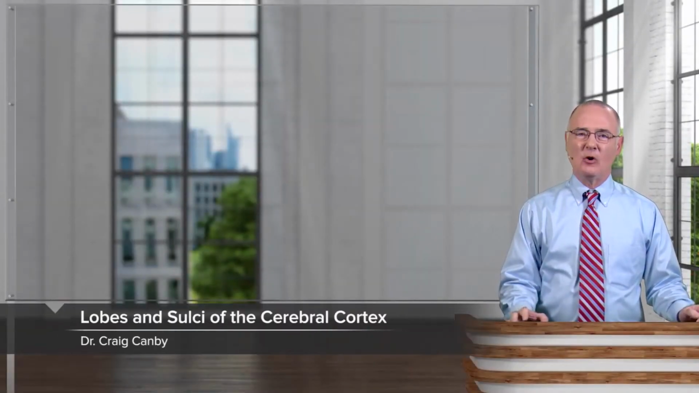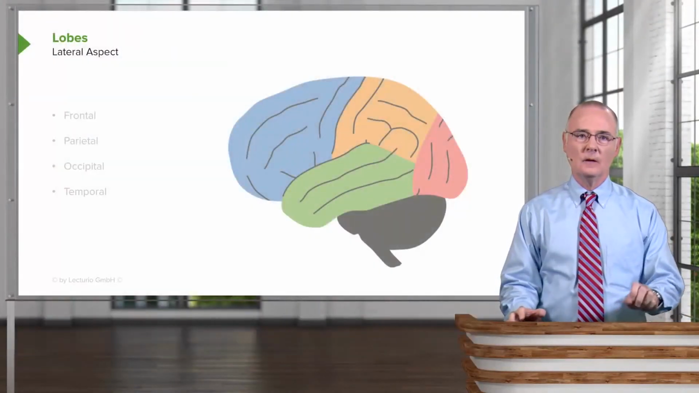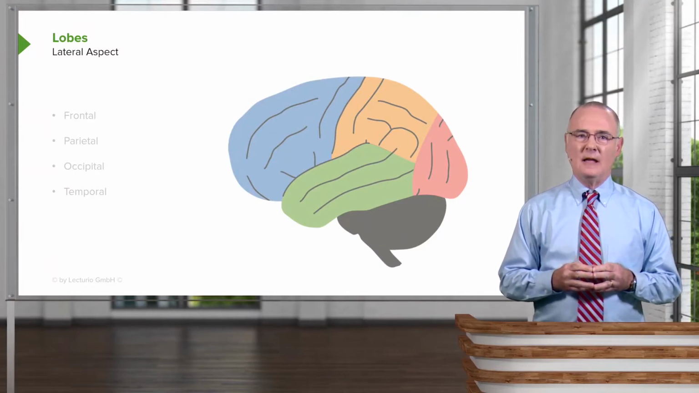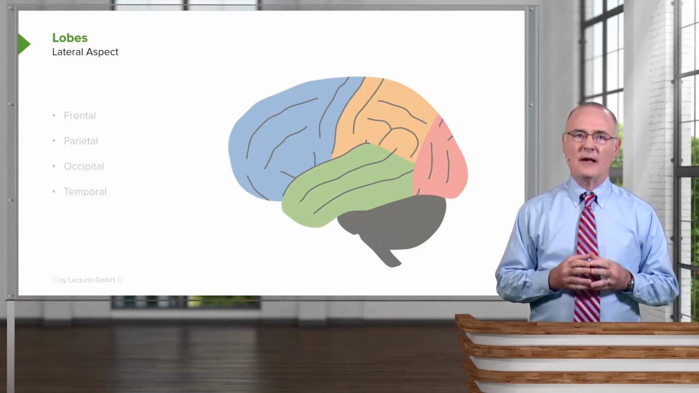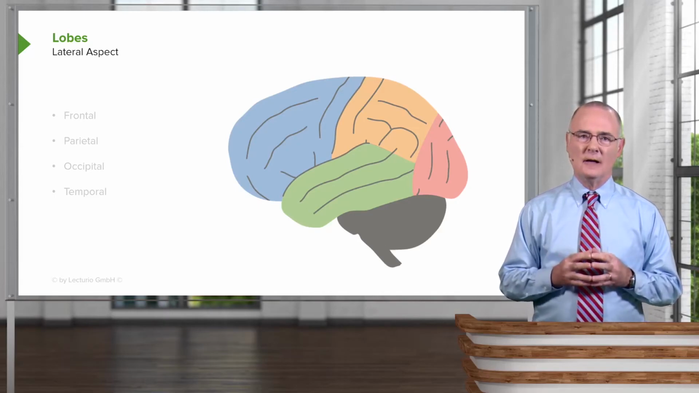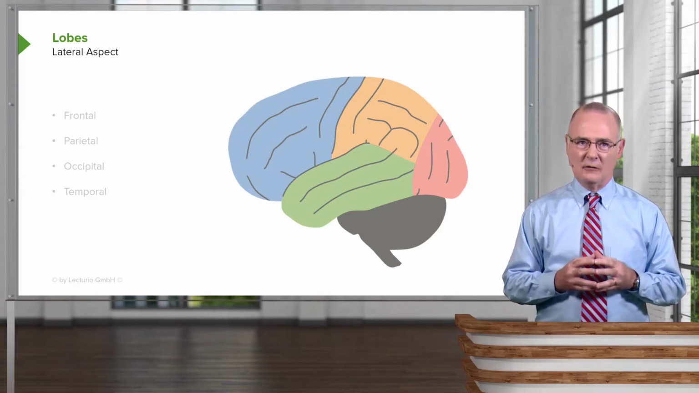Welcome to this presentation on the cerebral cortex. Our first stop here is to identify the four lobes that are associated with the cerebral cortex. Here we have a lateral view of the four lobes, and they are in different colors.